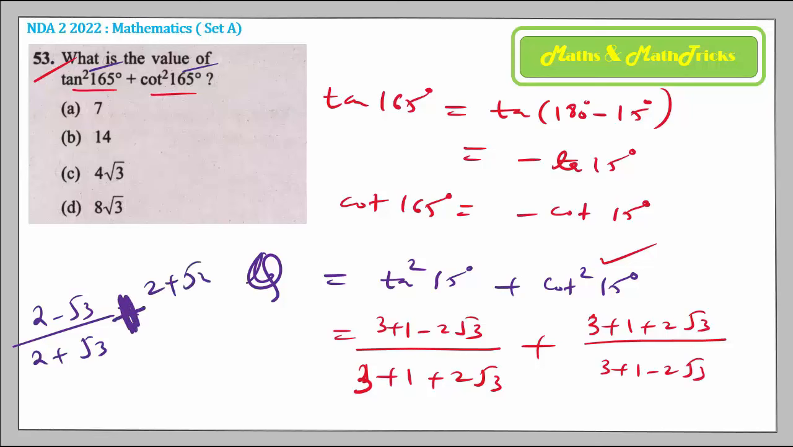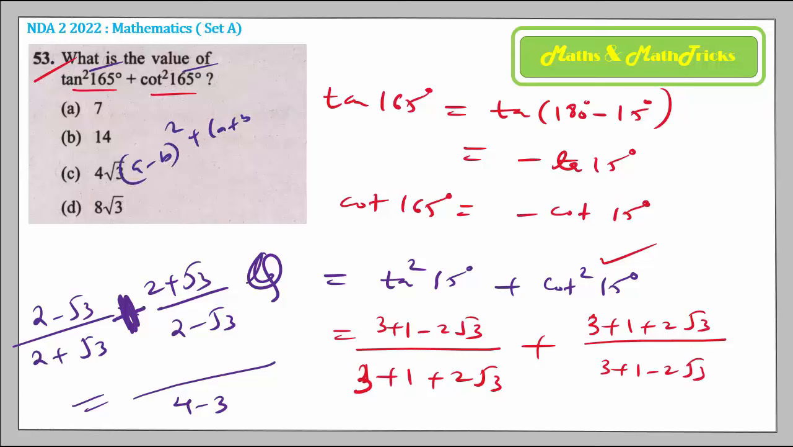2 plus root 3, reciprocal manner, 2 minus root 3. So cross multiply, what do you get? Denominator will get 4 minus 3. Numerator you will get (a minus b) square plus (a plus b) square. So when you expand (a minus b) square and (a plus b) square, what do you get is that, see, (a minus b) square plus (a plus b) square.